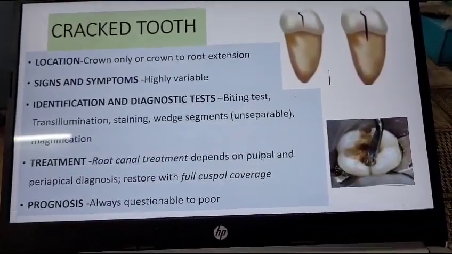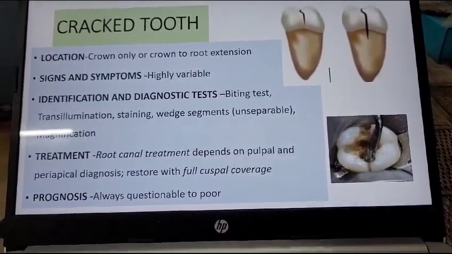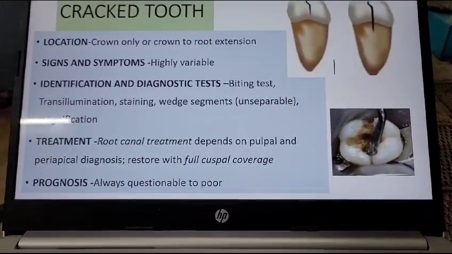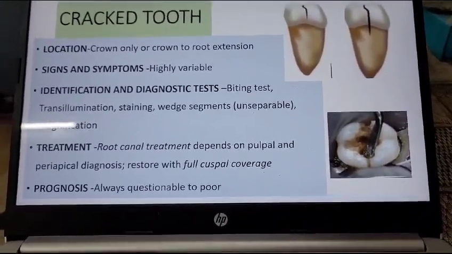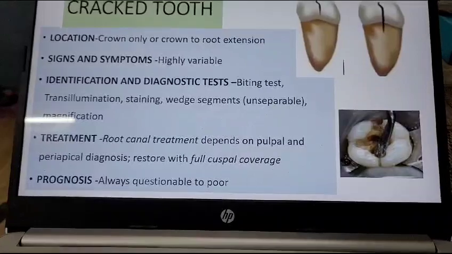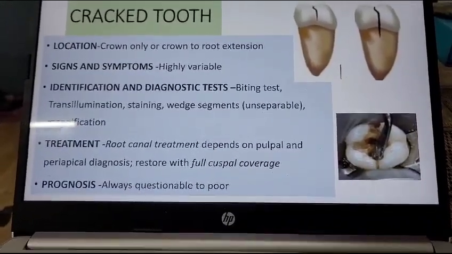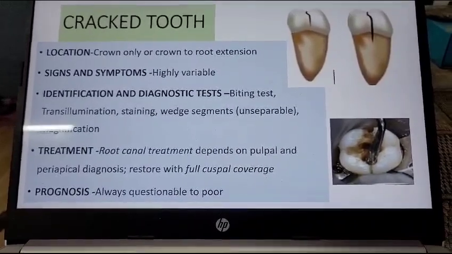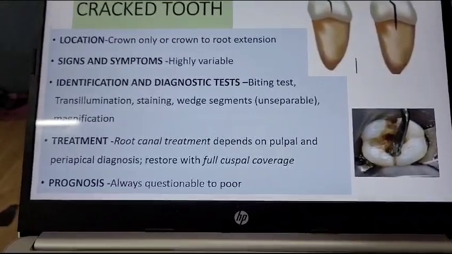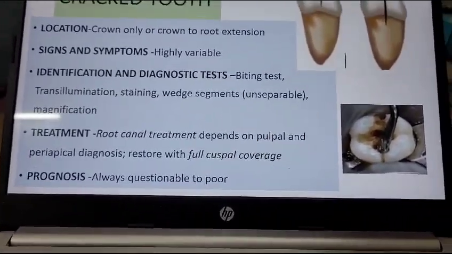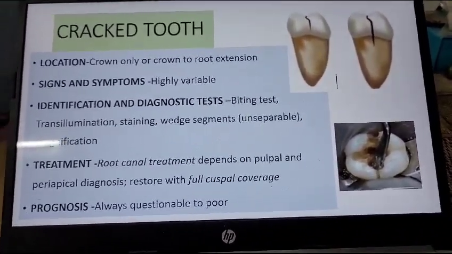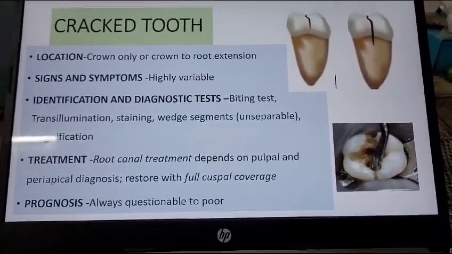The next one is the cracked tooth. The location of this kind of longitudinal tooth fracture is only on the crown, or a crown-to-root extension. Signs and symptoms are generally variable. For identification and diagnostic tests, we can do a bite test, transillumination, staining with various dyes, and wedging of the segments if they are unseparable. Under magnification we can check whether the cracked tooth is present and how much the extension is.